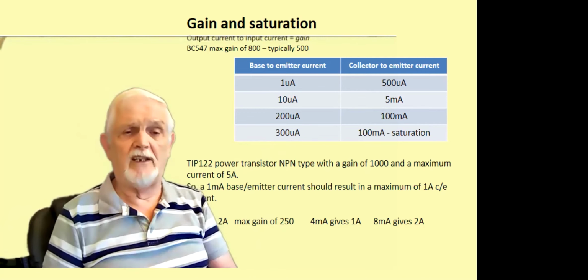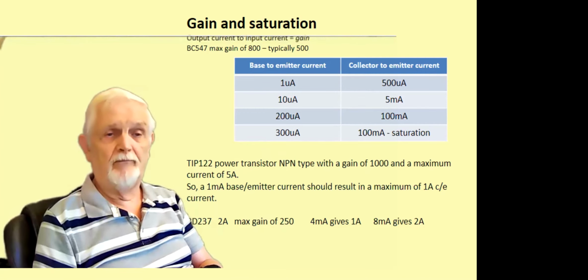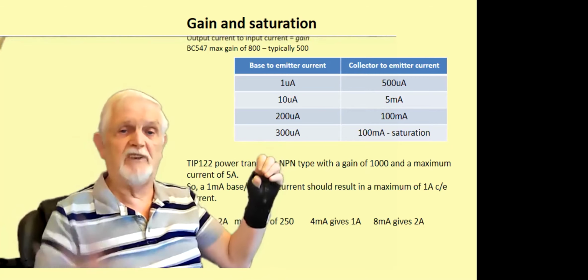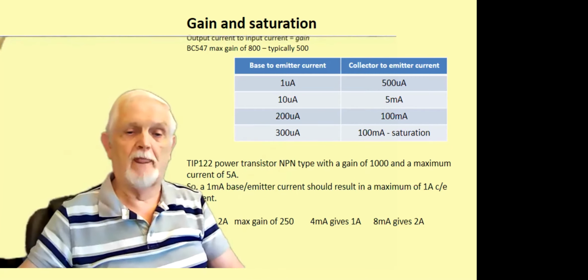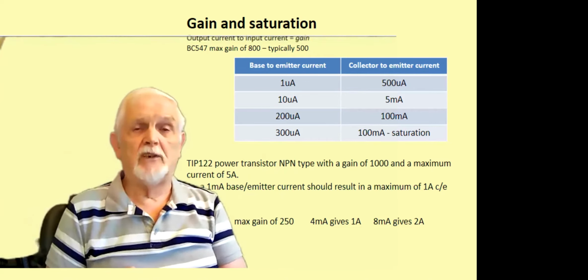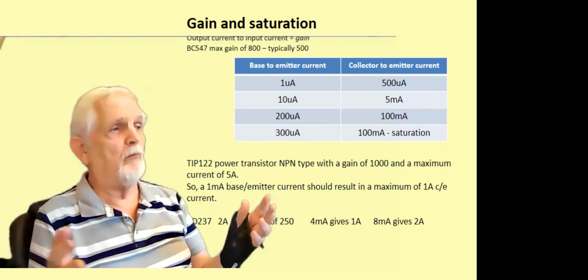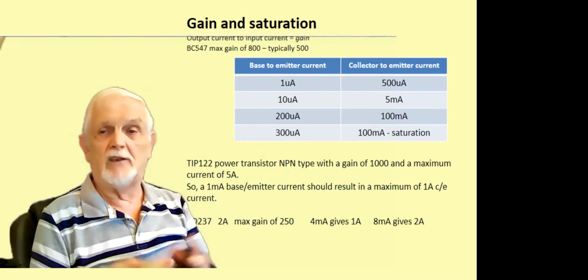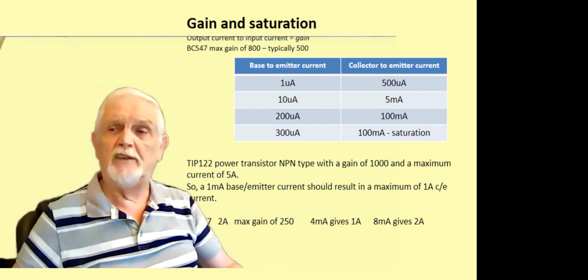You can call it, if you like, a current amplifier. The small change here means a very large change there. We use that a lot because, for example, PIC chips and Arduinos have got output pins.